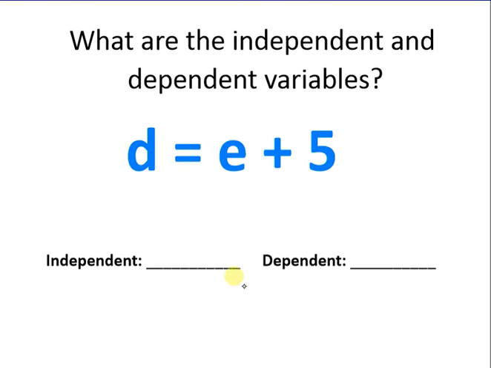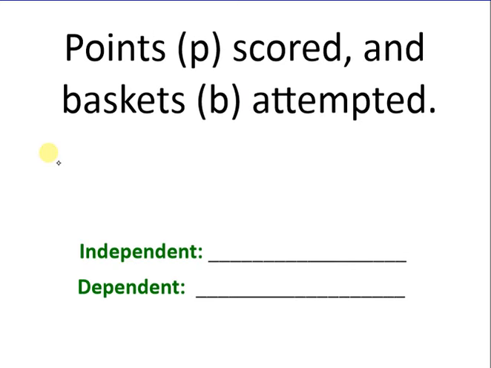Okay, which one is the independent? The e, because it has the operation being performed to it, which means that the d is the dependent. Okay, now let me put this into actual words, into actual situations.